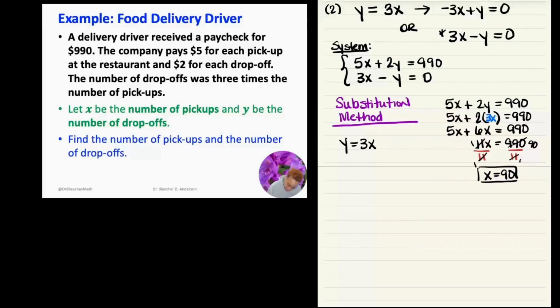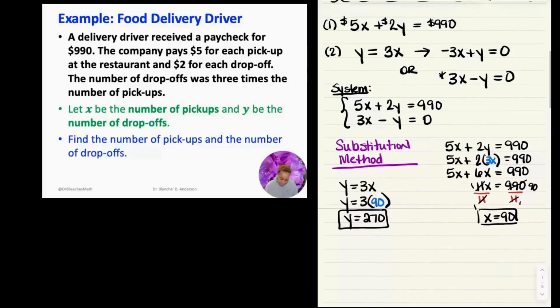And then if x equals 90, we need to take this and plug it in here, right? So we said y is equal to 3 times 90. And then y is going to be equal to 270. Okay, that's the substitution method, which worked out really well because they already kind of gave us this in the equation. Check your work. When I checked the work, this was correct, but I want you to get in the habit of checking your work, okay?